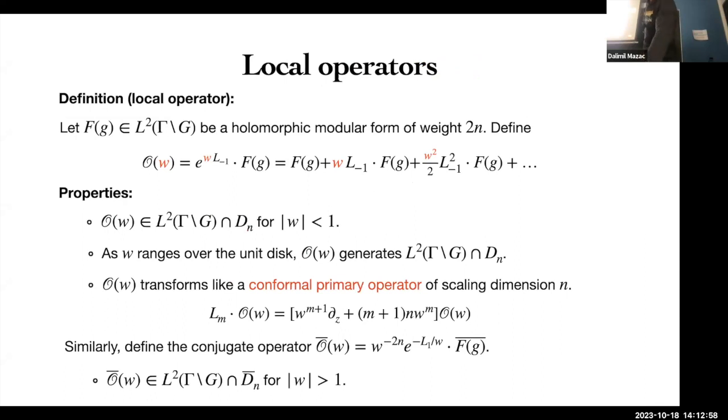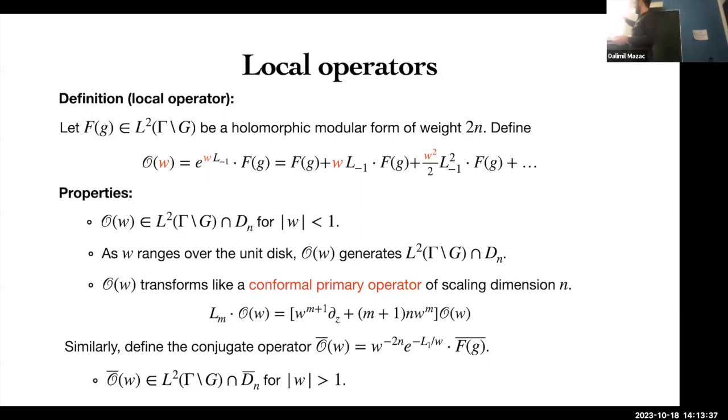Okay, now it becomes a bit closer to conformal field theory. So you can make the connection to CFT manifest by defining local operators from holomorphic modular forms. We start with a modular form of weight 2n, and we act on it with this space-time translation e to the w L_{-1}. This defines this O of w, which you should think of as a function in this Hilbert space. It's a function on G mod gamma, which depends on w. So w is just a parameter for now.